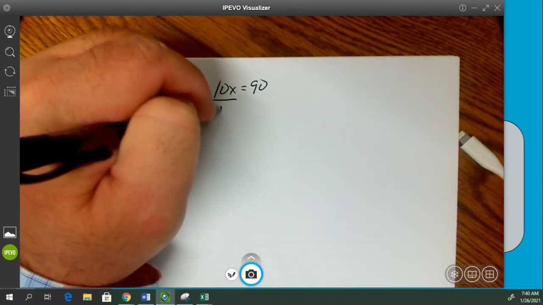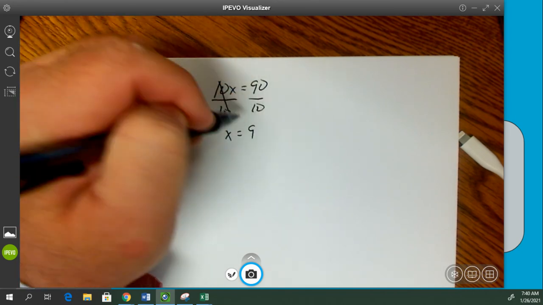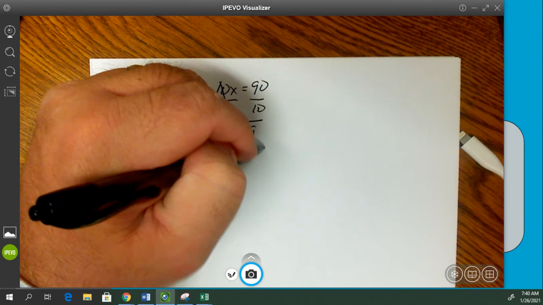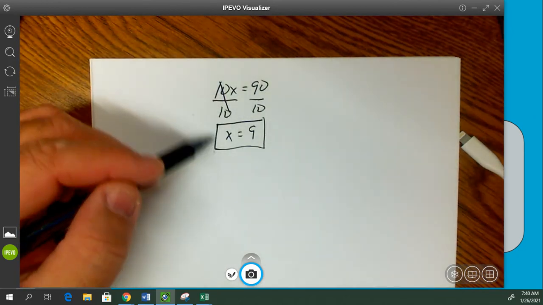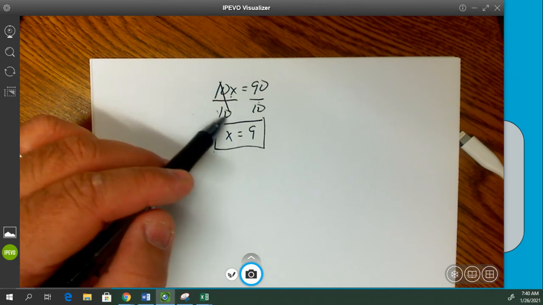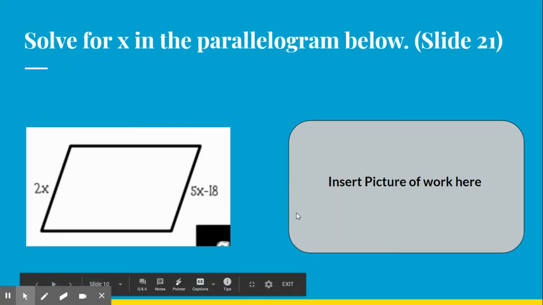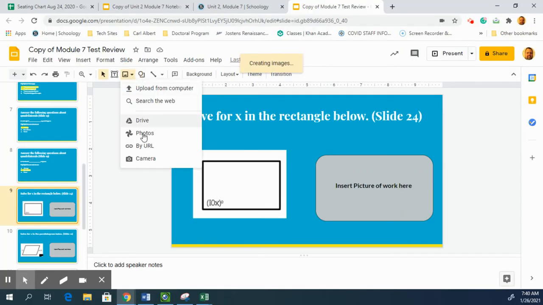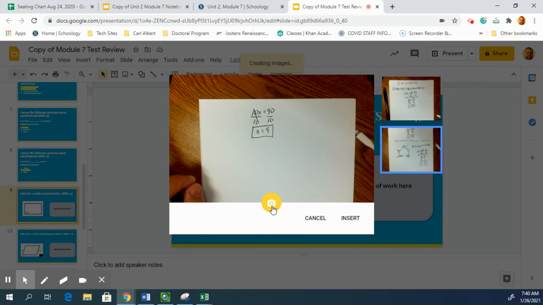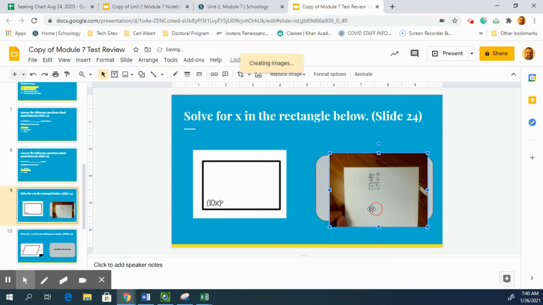So to solve this, I'm going to divide by 10 on both sides. X equals 9. So that was very simple. 10x equals 90. Solve it. X equals 9, because these corners are always 90 degrees. So again, pause the video. Make sure you insert that work so you can look at it later.